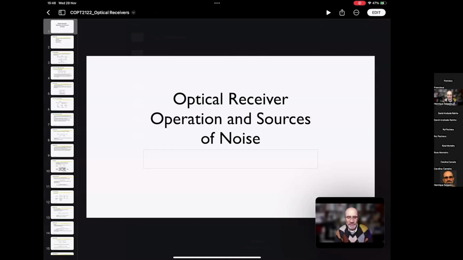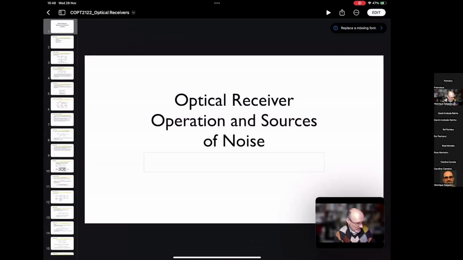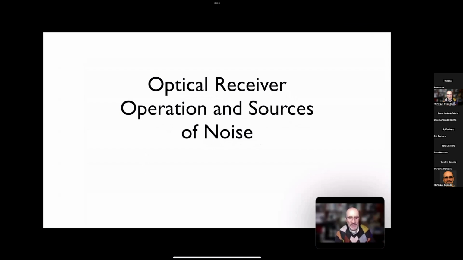The photodiodes are part of an optical receiver, and the performance of the receiver is an important part of the optical communication system because it requires operation at very low power levels.